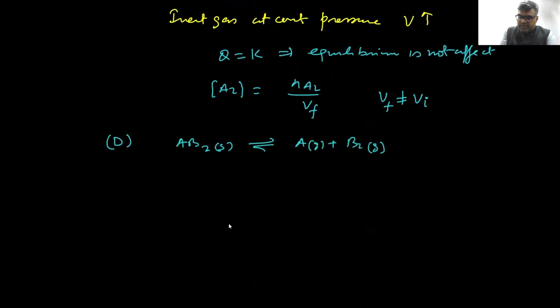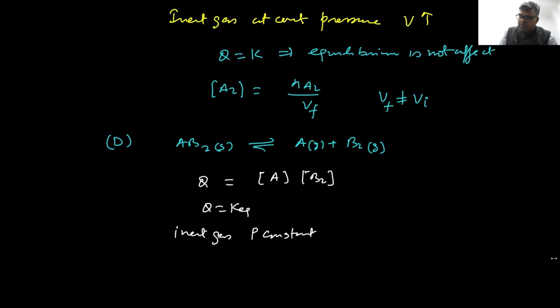So here if I write, let's say Q, it is actually the concentration of A into B2. So whatsoever you do, the initial concentration of A and B2 must be equal to the final concentration of A and B2. Then only will equilibrium be restored. So if initially Q is equal to K equilibrium, you have added inert gas. Pressure is constant, but volume has increased. And since volume has increased, equilibrium is disturbed, then it will regain the equilibrium. This equilibrium will shift in such a manner that equilibrium is restored again.